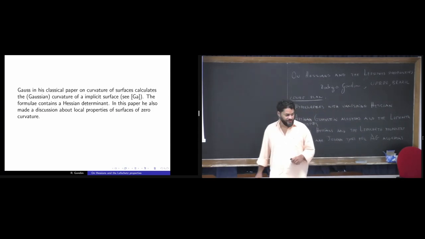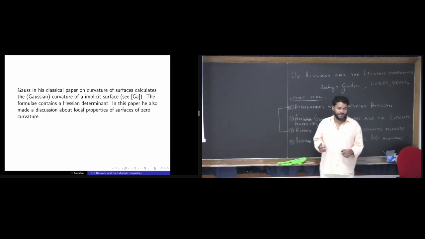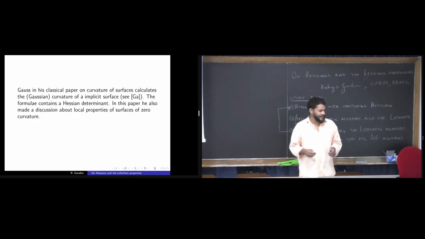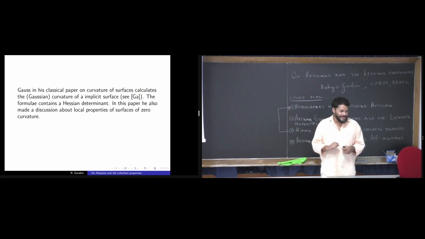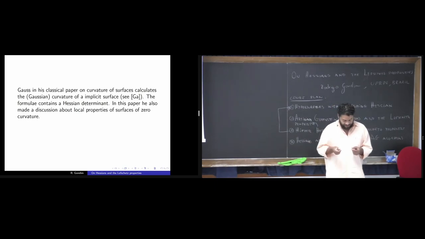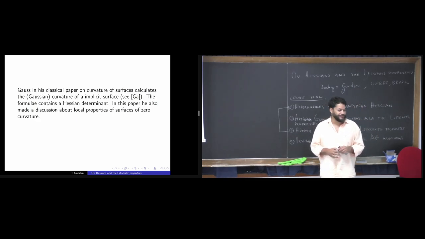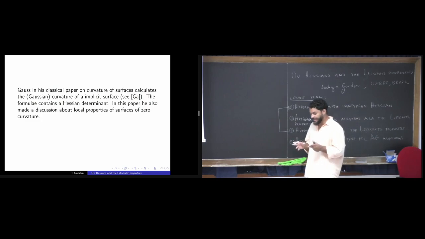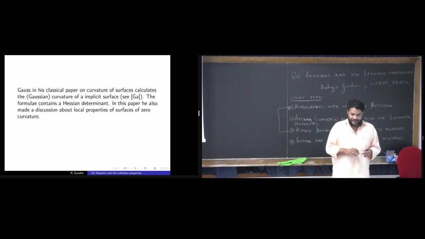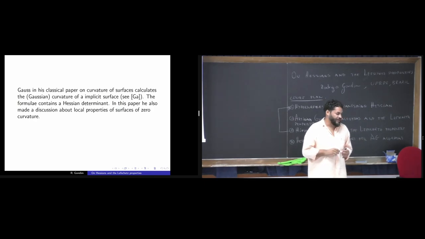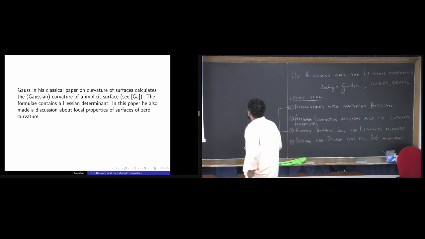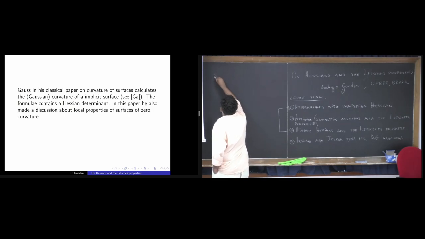Let me start with some motivation. Gauss, in his classical paper on curvature of surfaces, computes what nowadays we call Gaussian curvature of an implicit surface. And this formula of curvature for an implicit surface contains, hidden in the formula, a Hessian determinant. At the end of the paper, he also made a discussion about local properties of surfaces with zero curvature. And locally, they must be one of these three types.